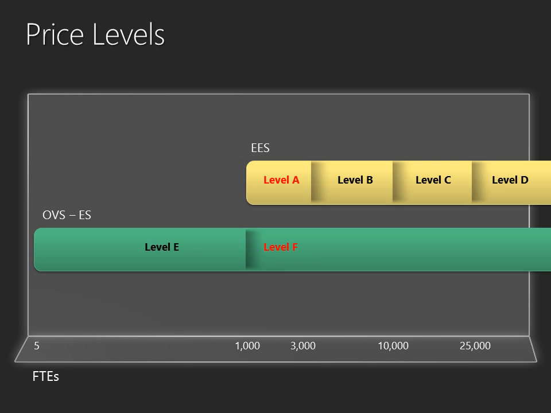And you'll see to purchase under the Enrolment for Education Solutions, or EES, that you have an entry level of 1,000 FTEs. So that is the minimum requirement for EES. And then we have 4 price levels running after that. So level B starting at 3,000 FTEs, level C at 10,000 and level D at 25,000.